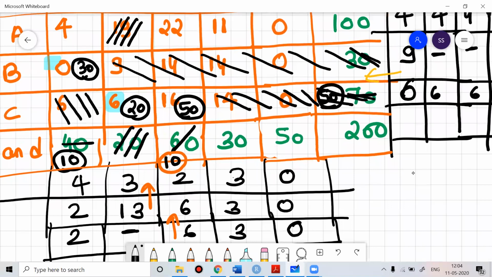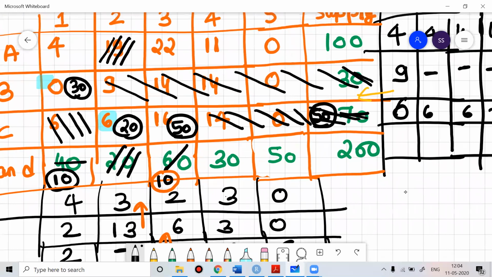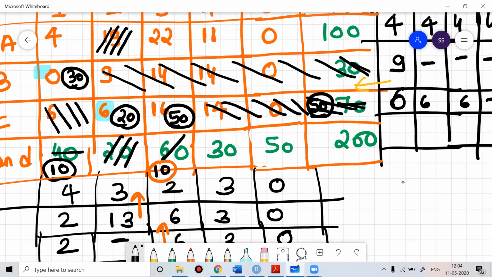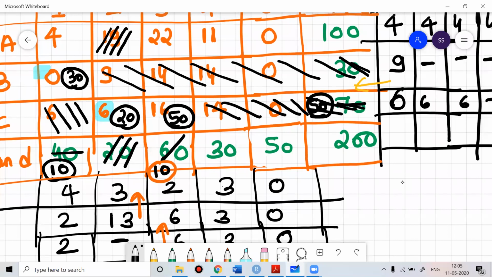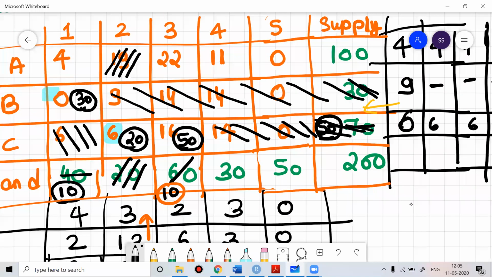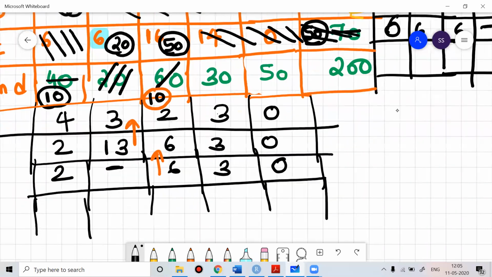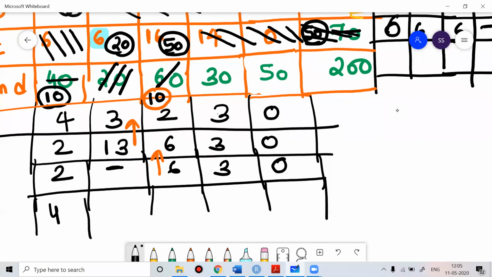Okay, now I don't have space to write it down. If I go down, then I can't see. So for the first column, you can see the value is 4.